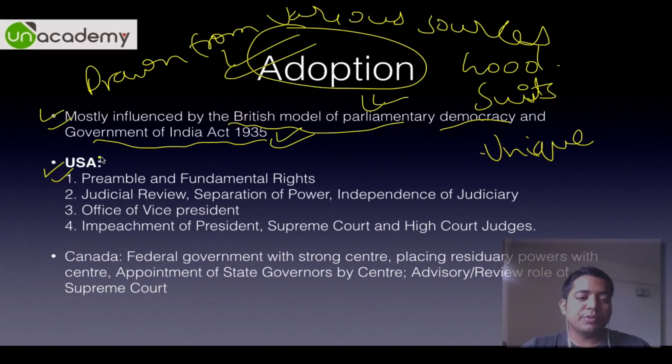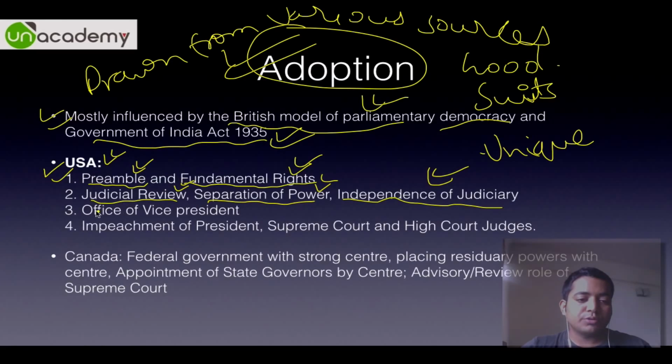But others include USA. So from USA we have taken the preamble. So they also have a preamble. Then fundamental rights, they have a Bill of Rights. That is, the first 10 amendments of the US Constitution deal with the Bill of Rights. Then you have judicial review, separation of power, independence of judiciary.